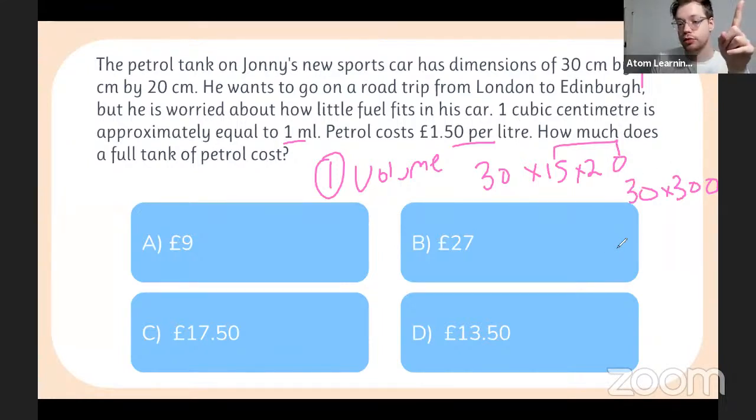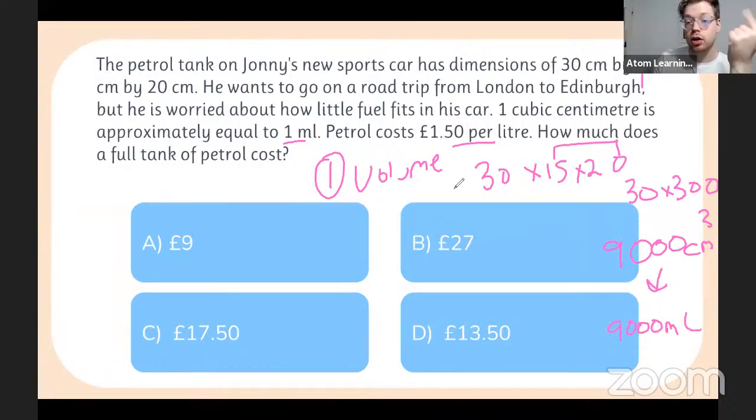I'm going to do the 3 times 3, which is 9, and then I'm going to add the zeros I took off. So 1, 2, 3. I need to add 3 zeros. So 9,000 centimeters cubed is the volume of the fuel tank. The question very kindly tells us that 1 cubic centimeter is approximately equal to 1 mil. So I can change 9,000 centimeters cubed to 9,000 milliliters.